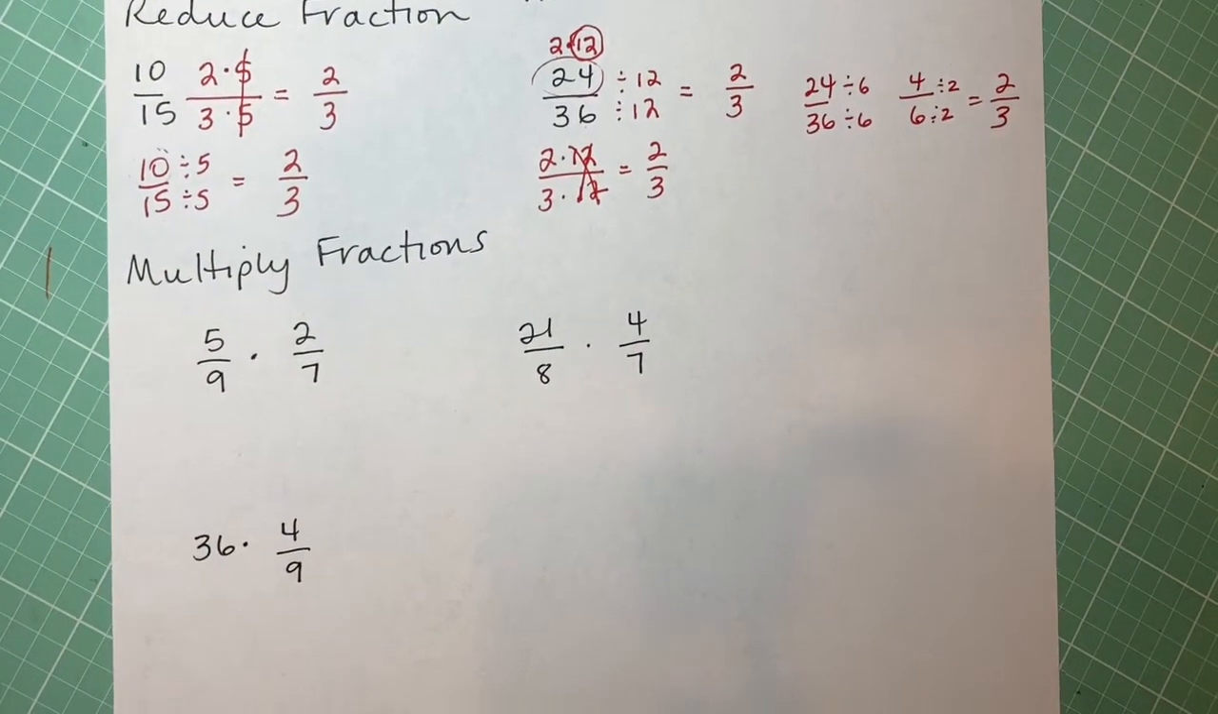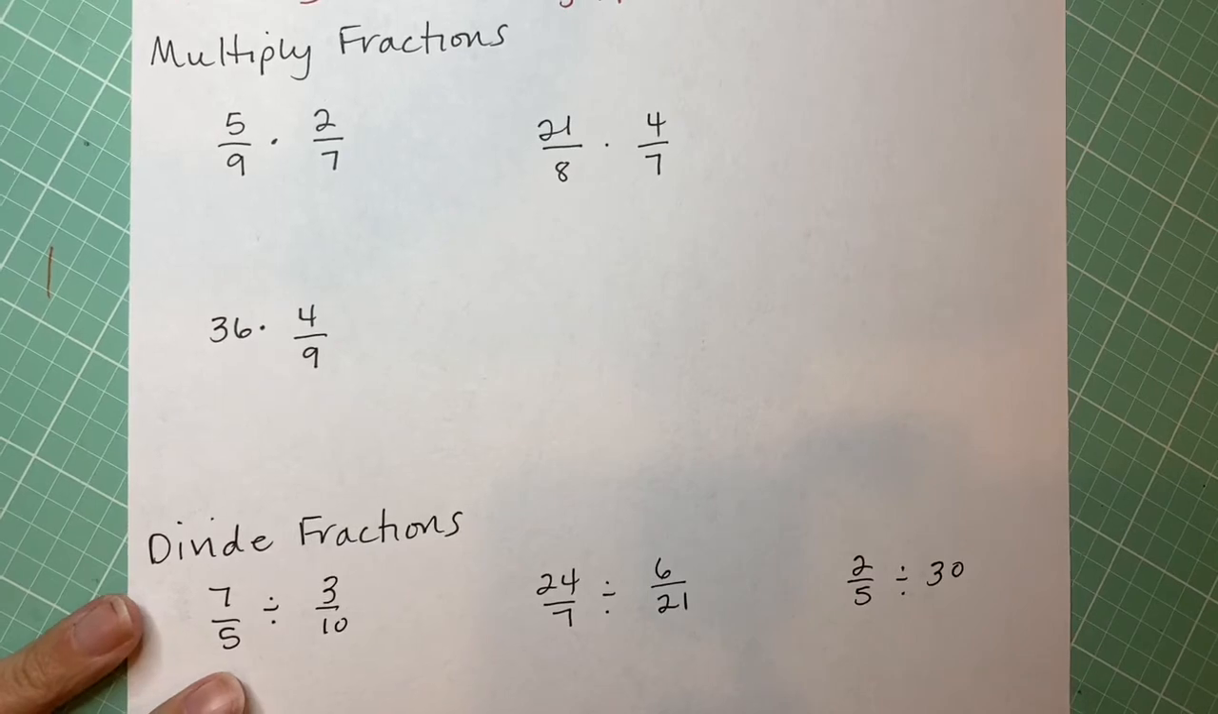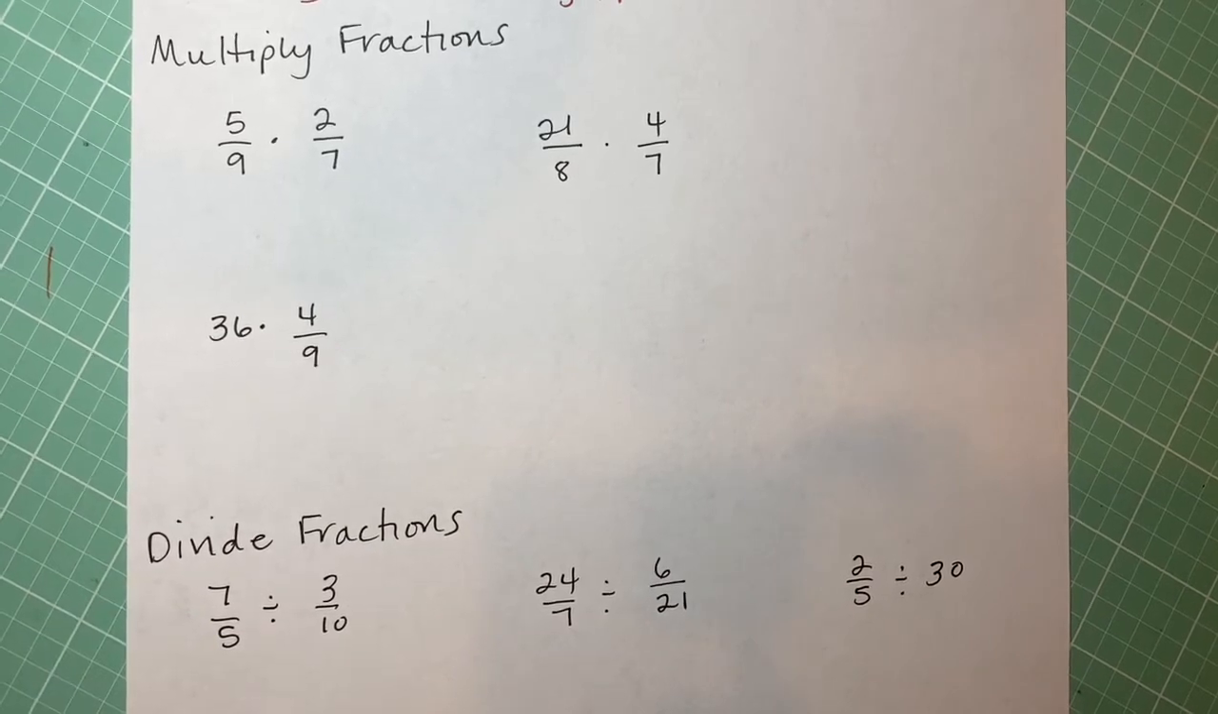Okay, so that's reducing fractions. Then let's go to multiplying fractions. The problem with fractions, I think, is that each type, multiply, divide, add, subtract, all have different rules that you have to follow. So it's about learning those rules.